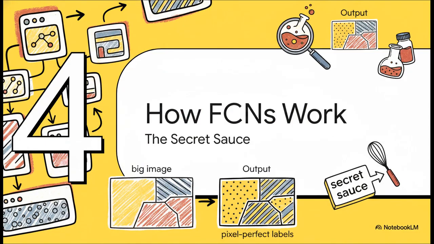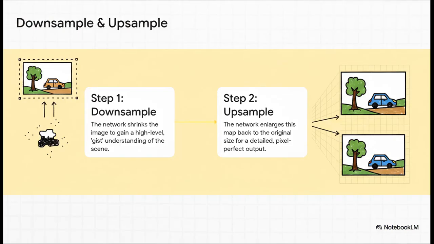Okay, but how does it actually do that? How can a network look at a huge detailed image and then output another huge detailed image with pixel-perfect labels? Let's get into the secret sauce. It's really this beautiful, elegant two-step process. First, the network compresses the image, shrinking it way down. We call this downsampling. Now, in this step, it loses a lot of the fine-grained details, but what it gains is this powerful, high-level understanding of what's going on. It gets the gist of the image.